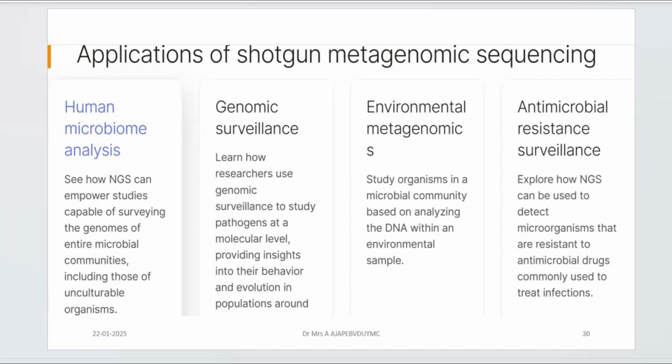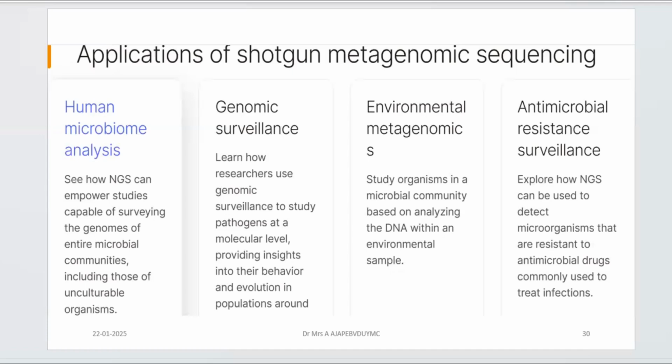Genomic surveillance can be done. So for a pathogen, for example, you can do molecular level studies using this technique, and you can get an insight into what kind of behavior that pathogen is showing, how fast it is evolving, what kind of substrains are there, how it is spreading across geographically. All these studies can be done with shotgun metagenomic sequencing. Same for viruses also, you can apply it.